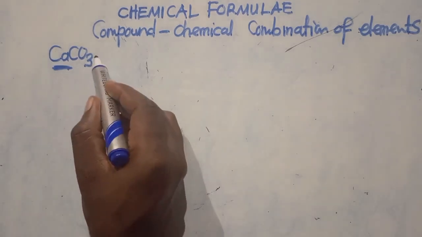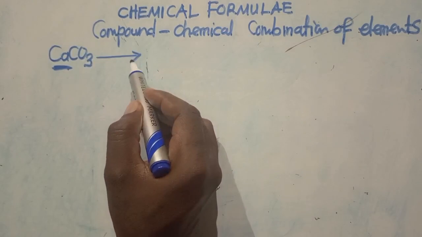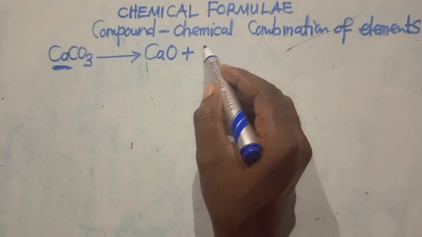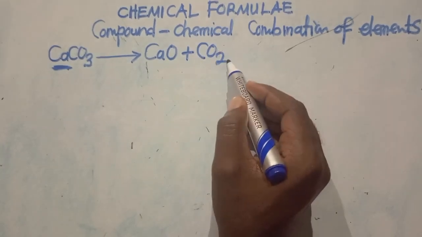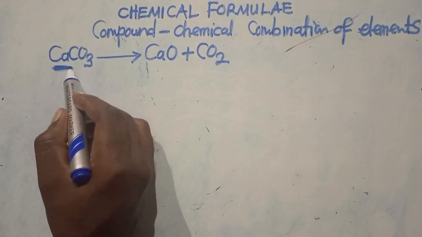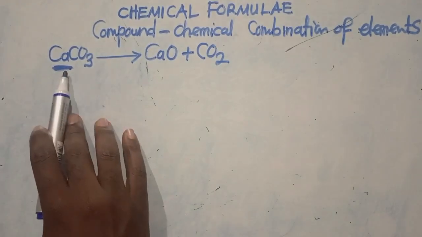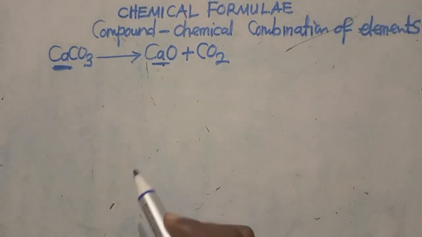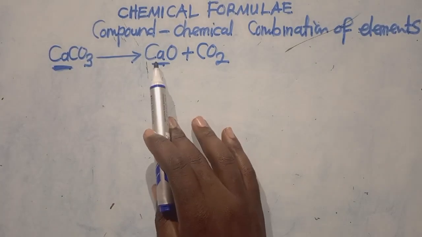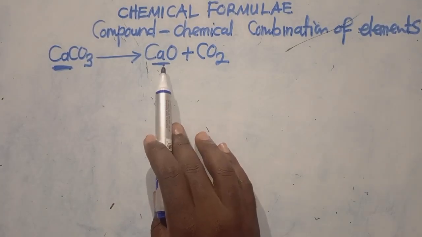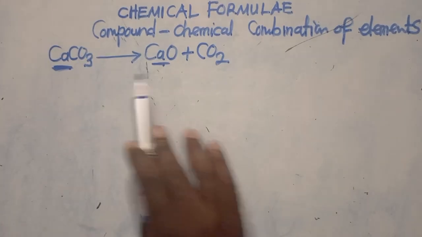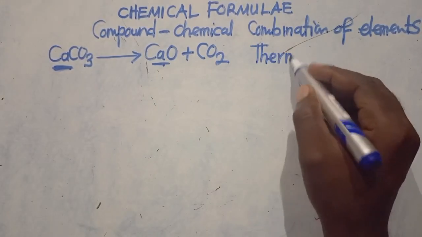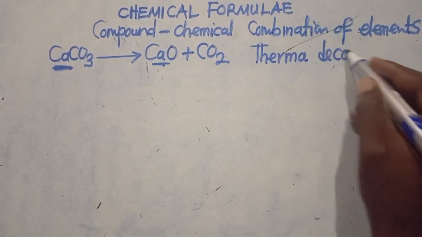So when this breaks down or decomposes, it is going to form calcium oxide plus carbon dioxide. This is calcium carbonate. The other name for calcium carbonate is limestone. Calcium oxide is quicklime. So if I ask you the chemical name for calcium oxide, it is quicklime. Now, which type of equation is this? This is called thermal decomposition.